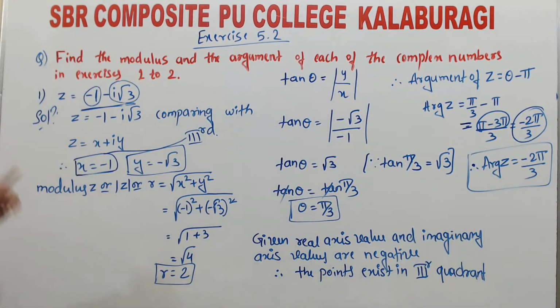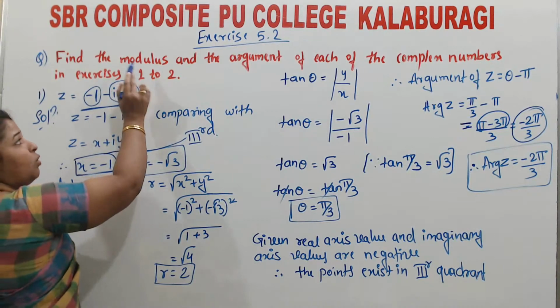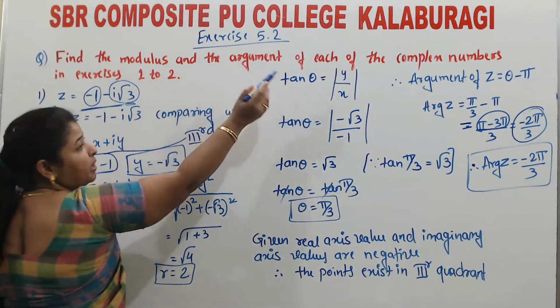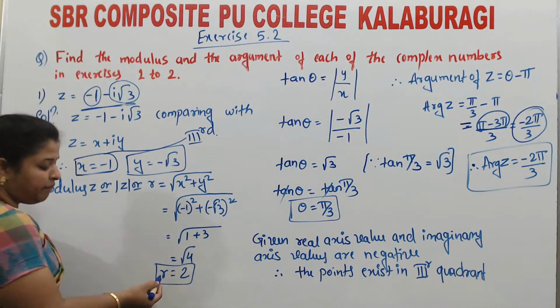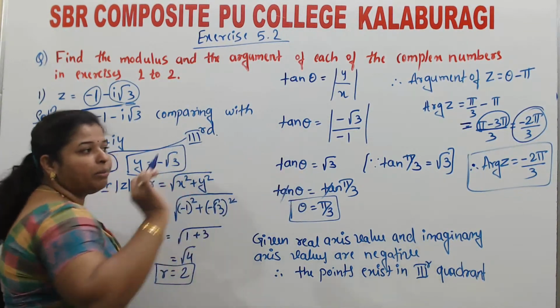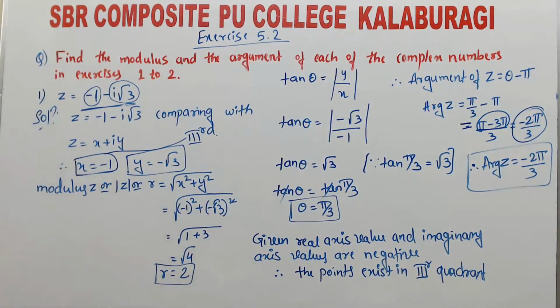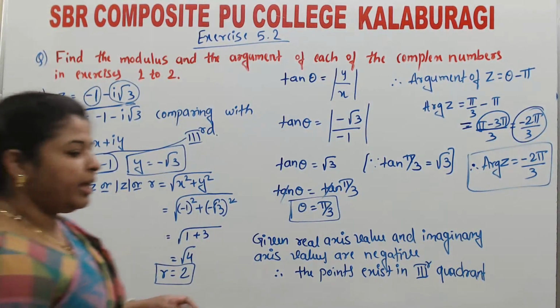What is our given question? In the given question, they said only to find the modulus and argument of each of the given complex numbers. That's why we found r and argument of z only. Is it clear? Next question.